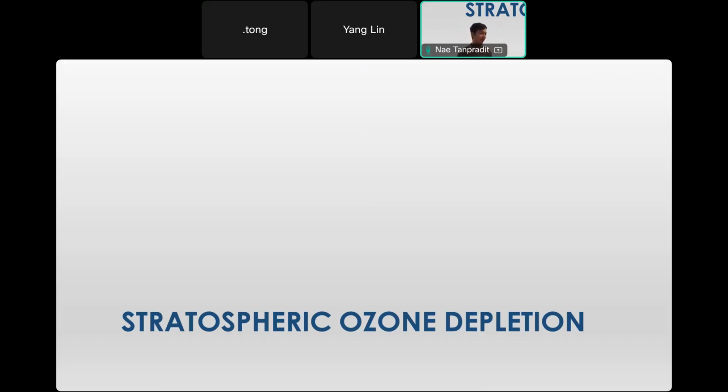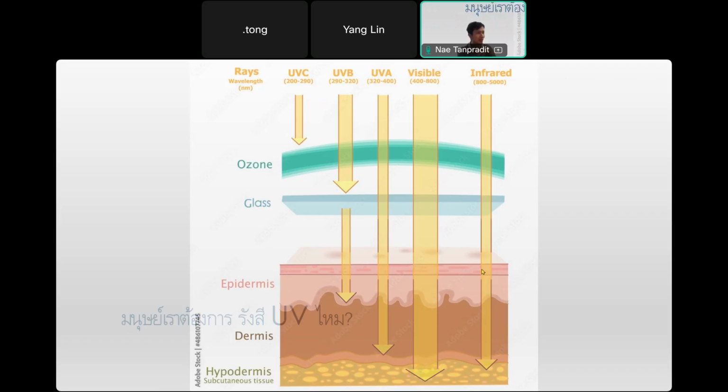We have the troposphere, which is the atmosphere that we live in, and the layer above it is the stratosphere. It's like the outer layer of the world. We have ozone. Why do we have ozone?